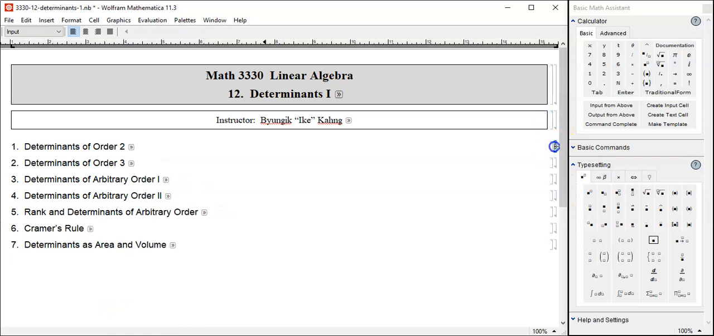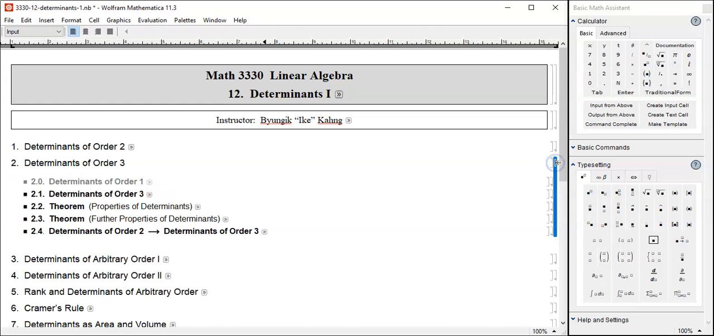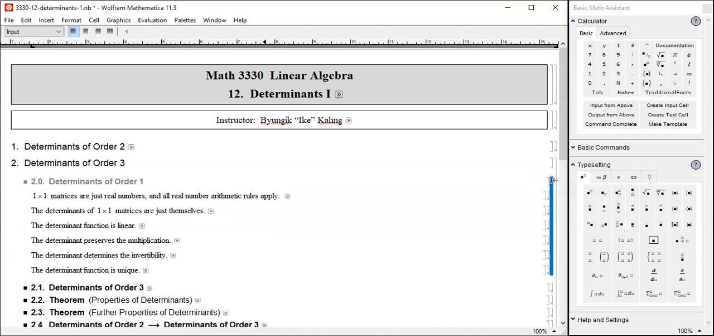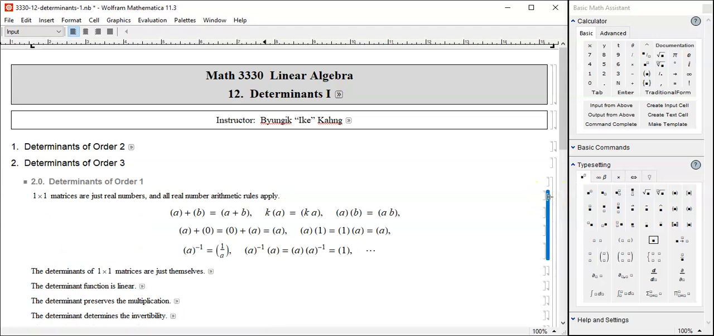We'll say we are done with order 2, and let's go to order 3. And before going over to order 3, let's consider determinant of order 1. Our textbook author does not discuss this because he must think this is just trivial. Okay, a 1 by 1 matrix is just a real number, so all the arithmetic rules apply. Just real number arithmetic rules. No problem there, right?